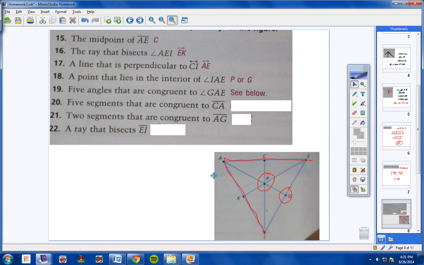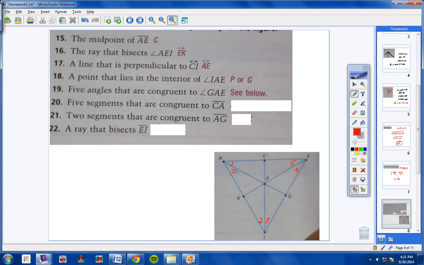Okay, moving on to number 19. 5 angles that are congruent to GAE. All right, so here's G, here's A, and here's E. So this angle here, I'm just going to number them for you. This angle here would be congruent. This one here would be. This here would be 3. This one here would be, and this one here would be. Okay, so there we go.